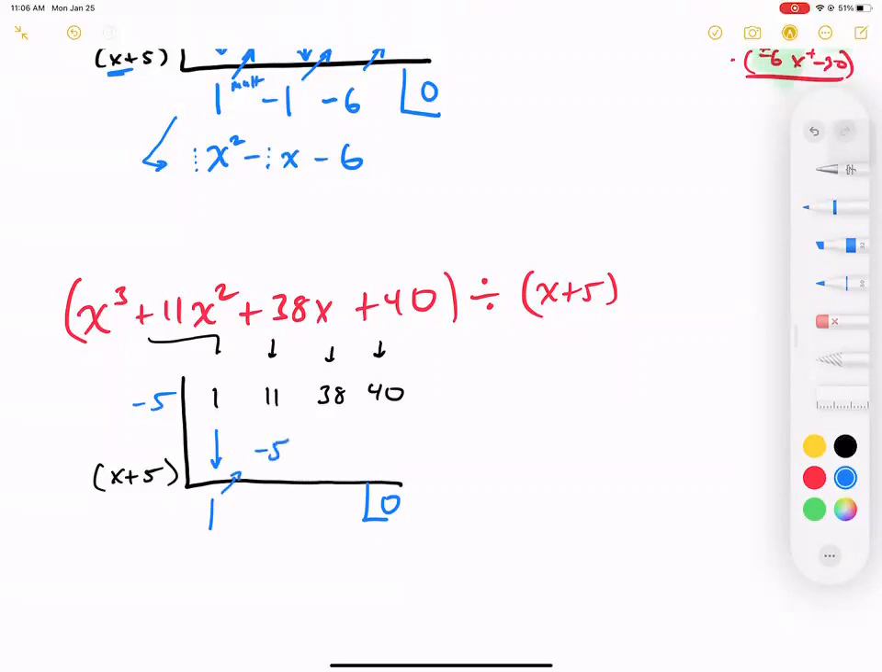Minus 5. 6. Minus 30. 8. Minus 40. And we're done. Winner, winner. Let's rewrite this. What's left over is we're going from x cubed, divide by x, so dropping 1 step. So we're left with 1x squared plus 6x plus 8.